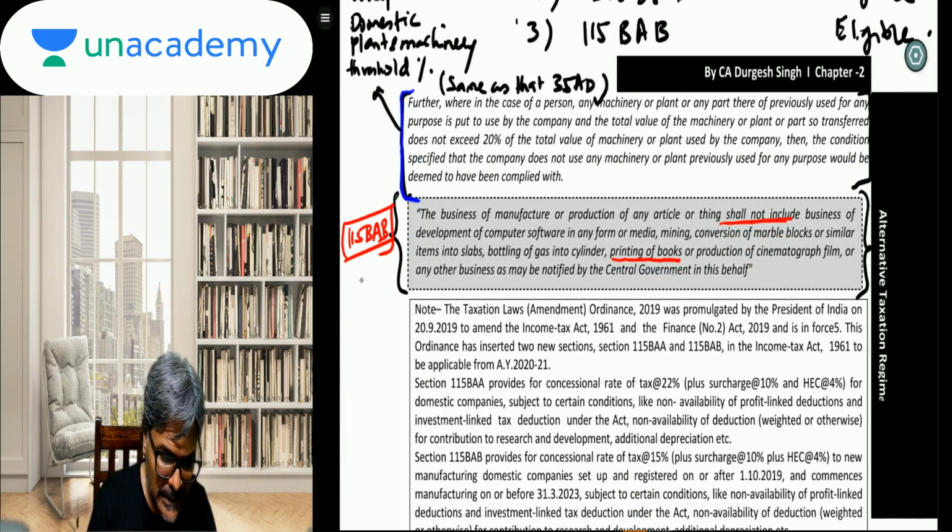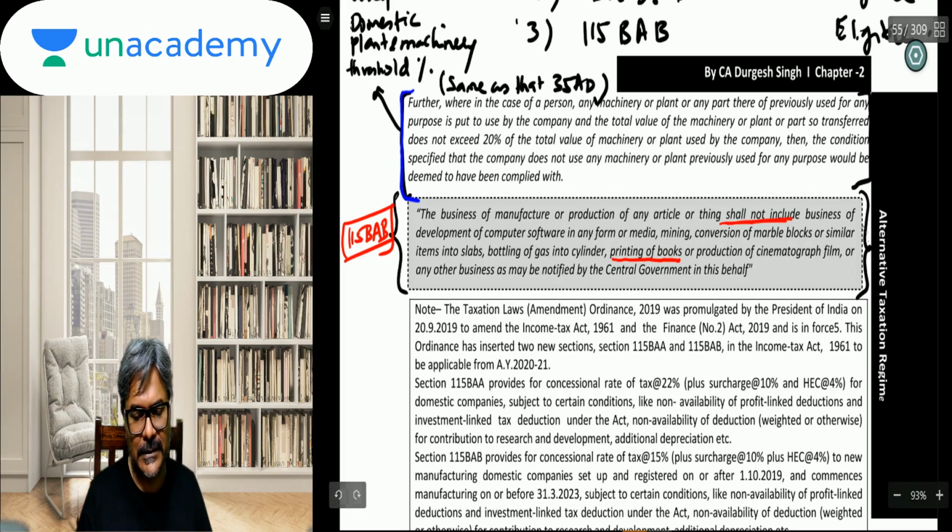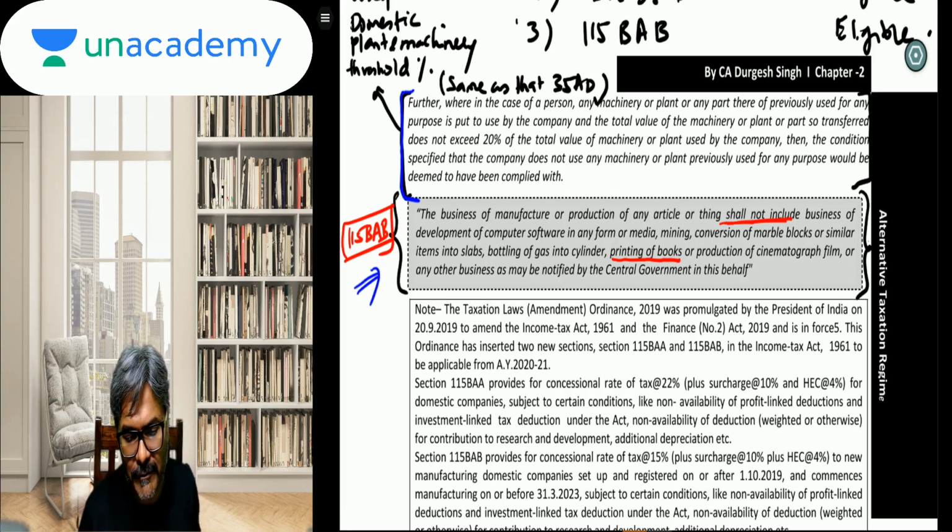Now, so this is important. This is a very important thing. The business of manufacture or production of any article or thing shall not include what? Business of development of computer software in any form of media, mining, conversion of marble blocks or similar items into slabs, bottling of gas into cylinders, printing of books or production of cinema films.